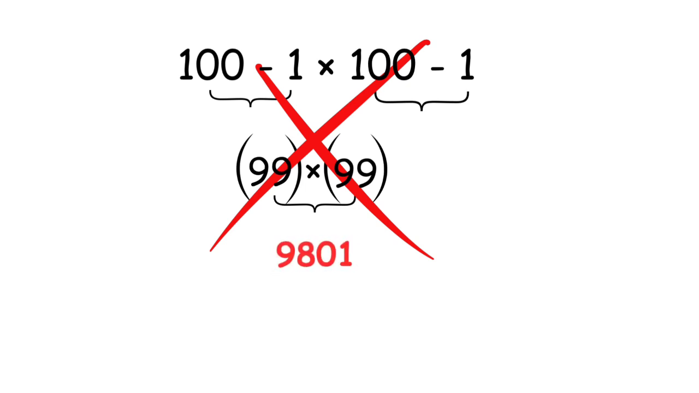Okay, do you know why this answer is not correct? Because we didn't follow the rules of mathematics. As we know, for such types of mathematical expressions, we have to follow the math rules.